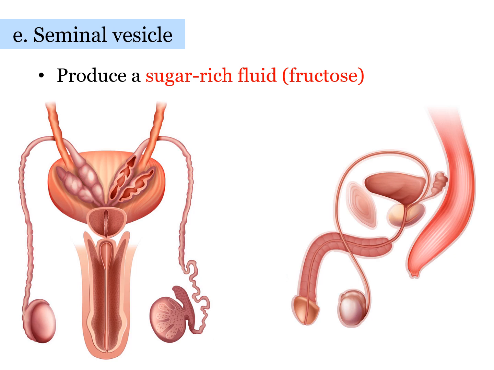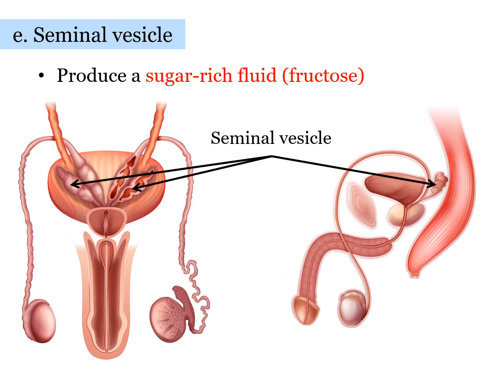Seminal vesicles are two small glands that store and produce the majority of the fluid that makes up semen. During ejaculation, the fluid from the seminal vesicles is expelled and combined with the sperm transported from the testis. The seminal vesicle produces a sugar-rich fluid which provides sperm with a source of energy to help them move.